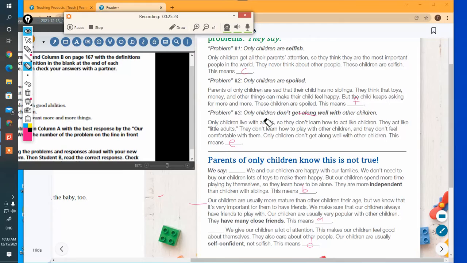Problem number 2 has a response. Is it here, here, or here? What did the parents say when they heard this argument that only children are spoiled? Which one of these is it? And problem number 3 has a response. Is it here, here, or here? So go ahead and pause the video and try to answer that. You're going to put 1, 2, or 3 in the response that coincides with the problem that is mentioned in the first part. Pause the video and then restart it, and I will tell you the answers.